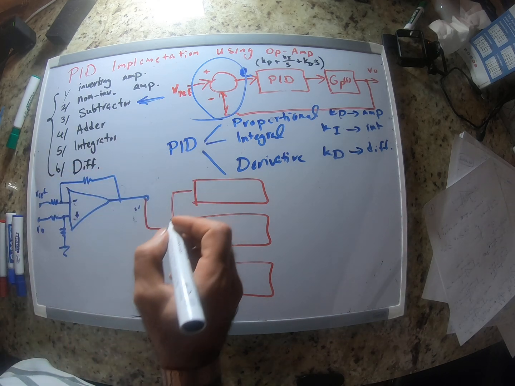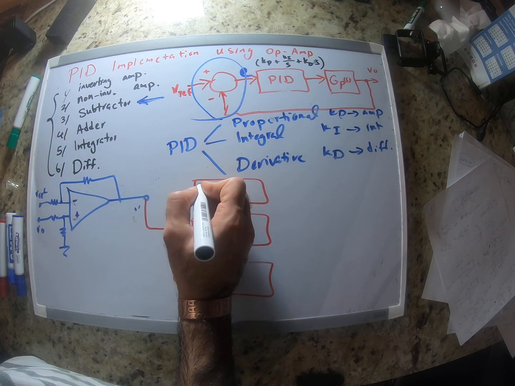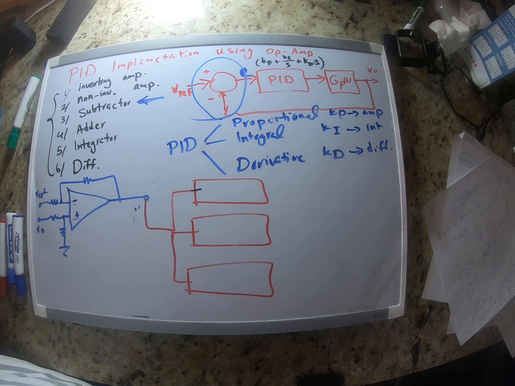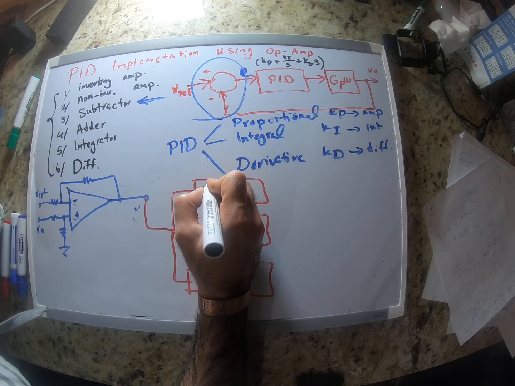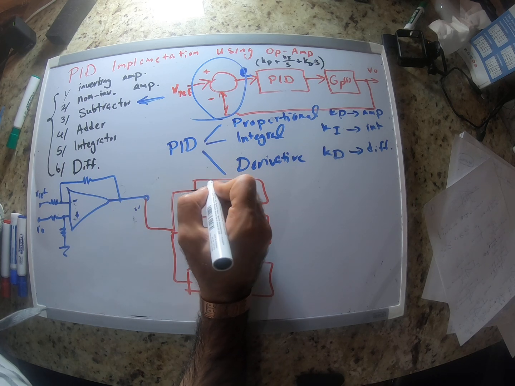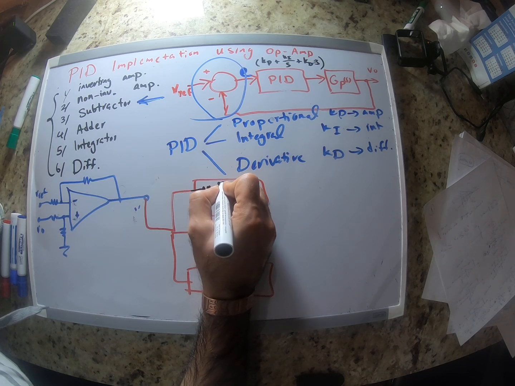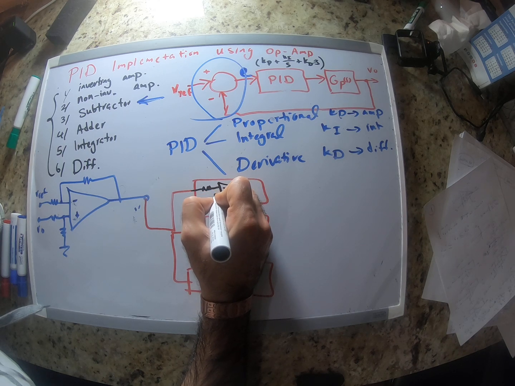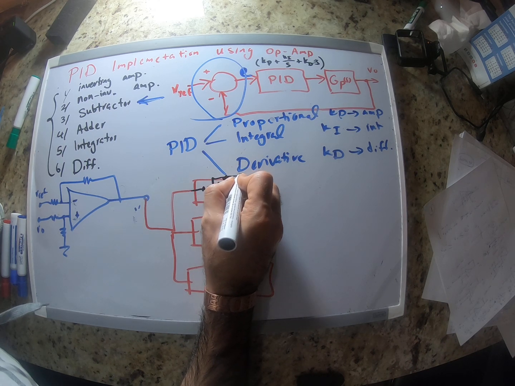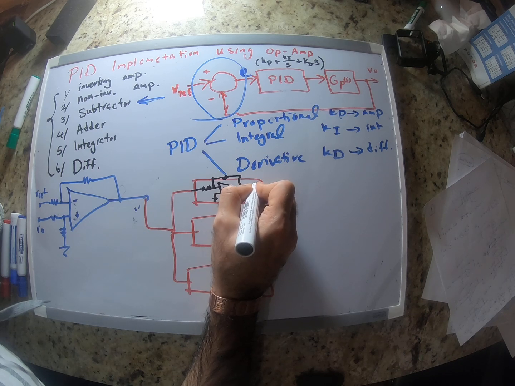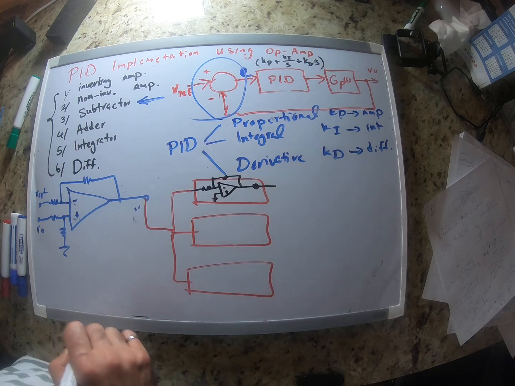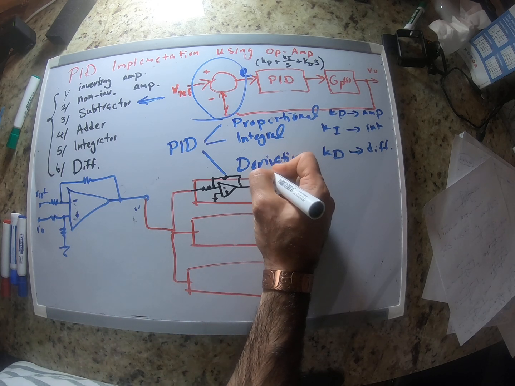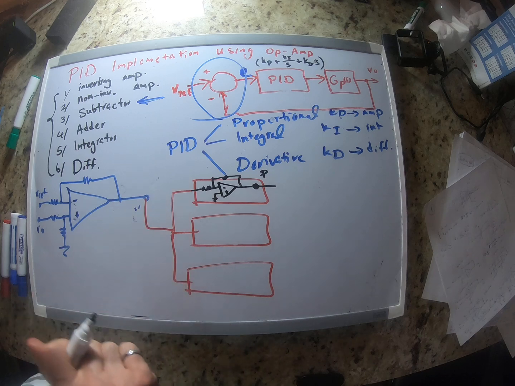Coefficients. Okay, so let's do this one. I'm just going to do it very small if I can. So it's going to be like this, negative. This is negative, this is positive, goes here, then this goes here, this one. So this is the output for the proportional one, right? This is an inverting amplifier.